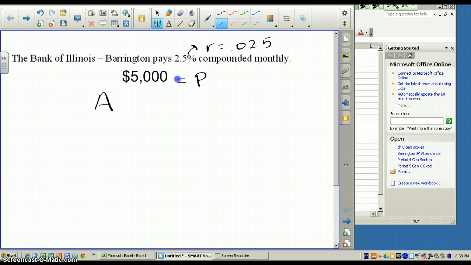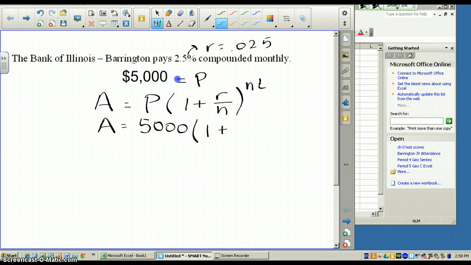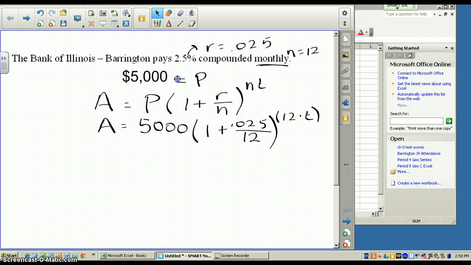Remember that the formula is A equals P times (1 plus the rate over the number of times yearly) raised to the power of n times t. We're given the principal, which is $5,000, and the rate, which is 0.025. For the number of times yearly, if it's monthly, n has to be 12. We'll plug that in here and in our exponent. We are not given time, and I'll show you how that works on the Excel spreadsheet.